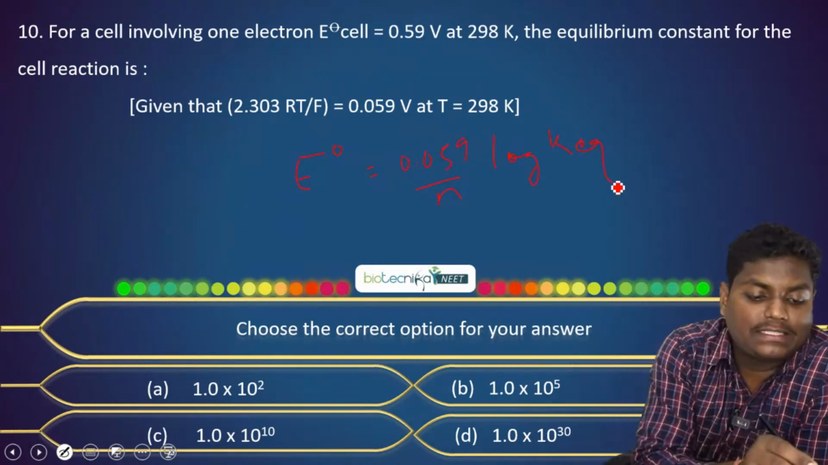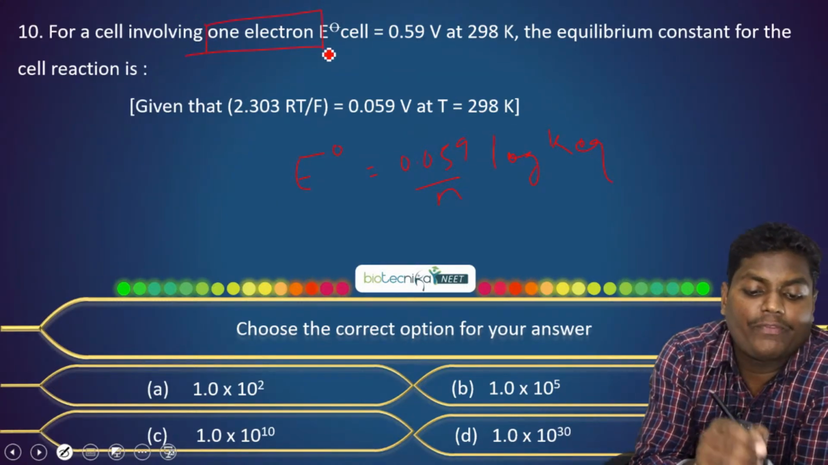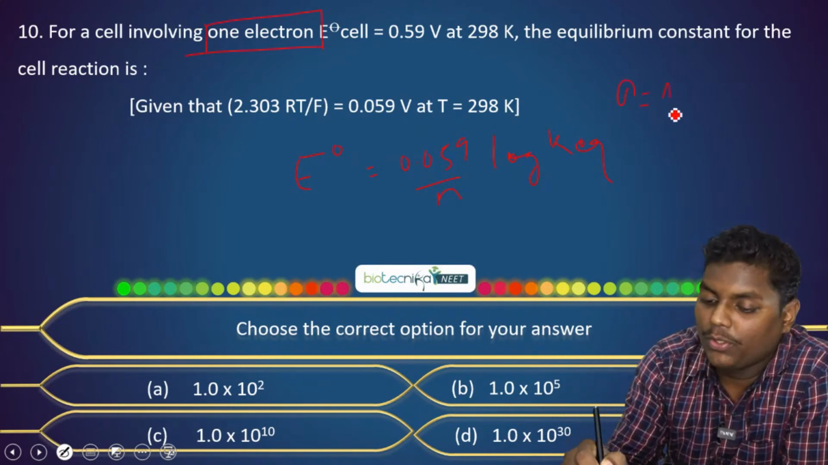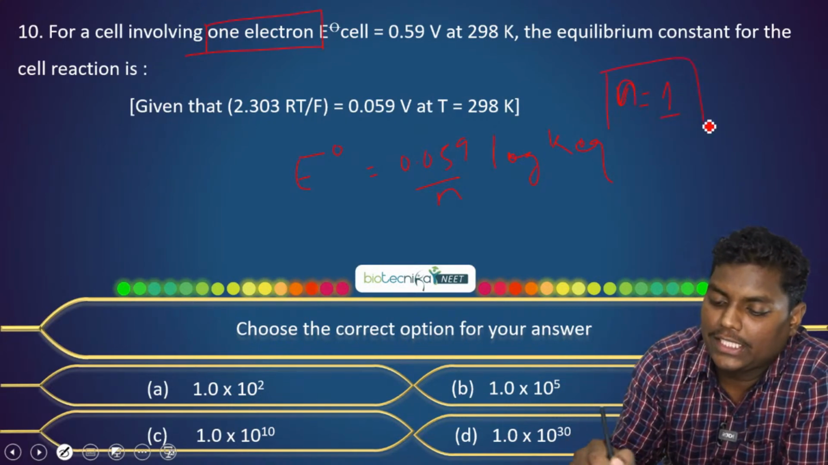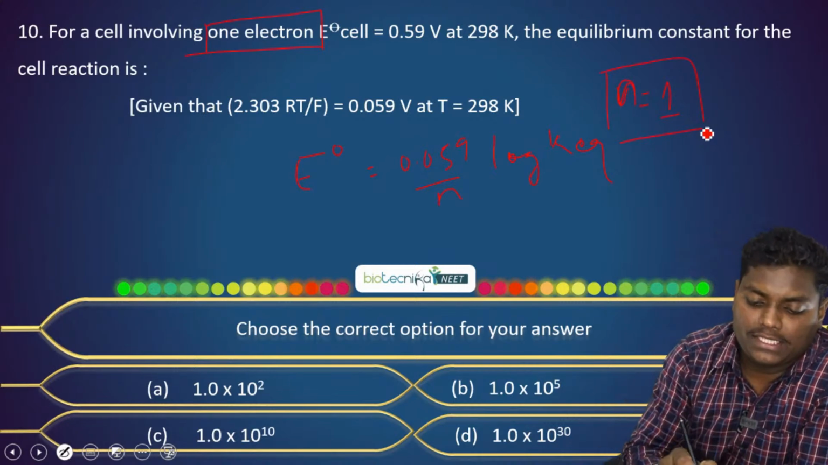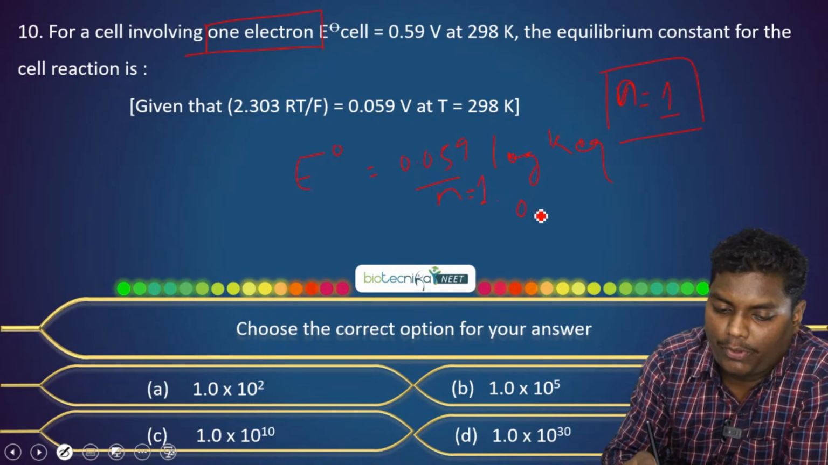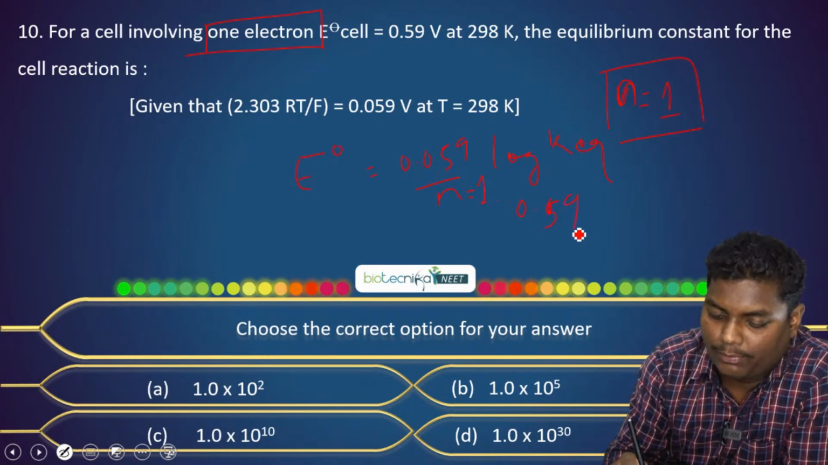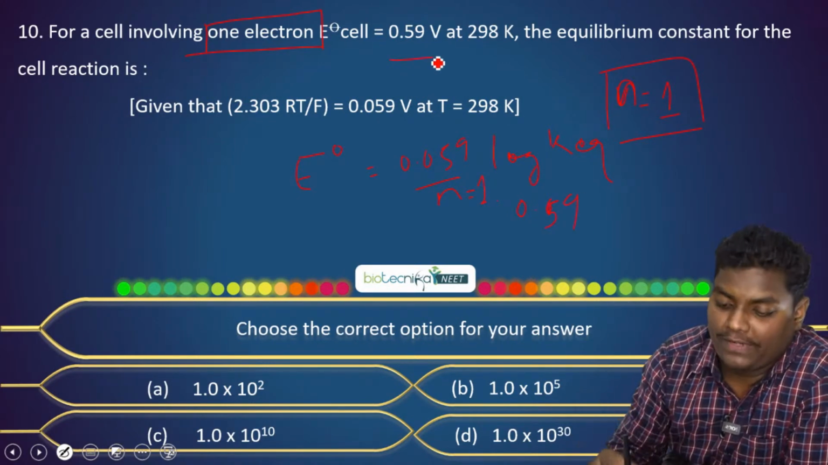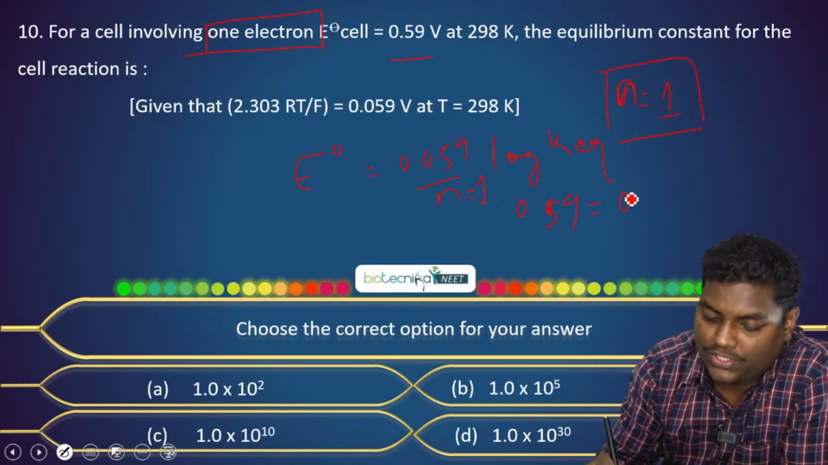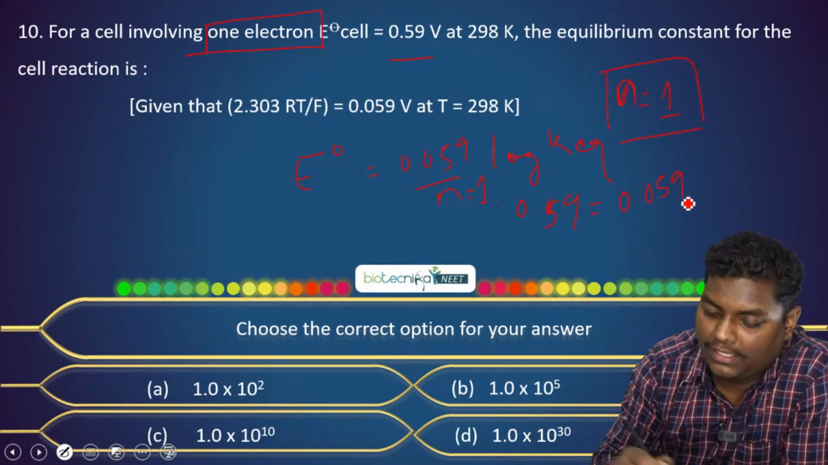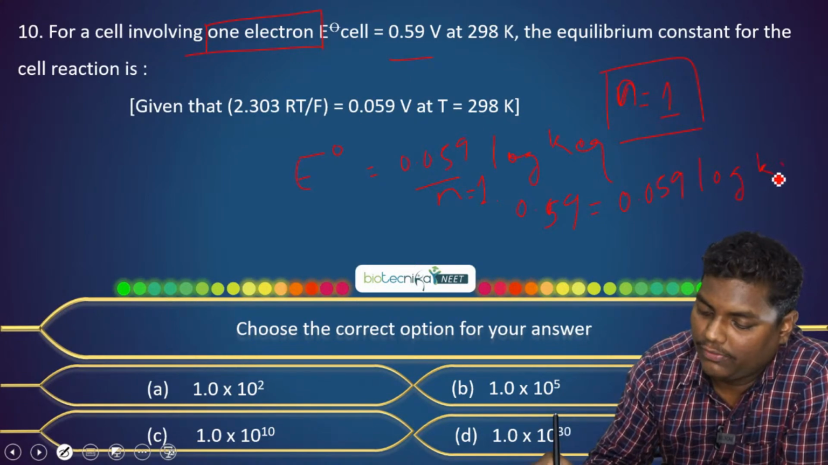So what is the n for this? It is given. n is the number of electrons transferred. So n equal to 1. Just replace this by 1. So what do we have? 0.59, the potential that is given for us, 0.59 is equal to 0.059 log K equilibrium.